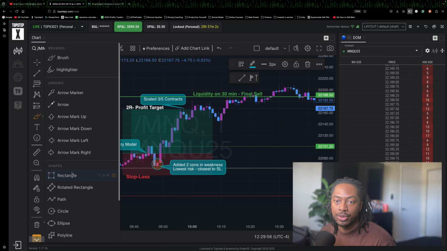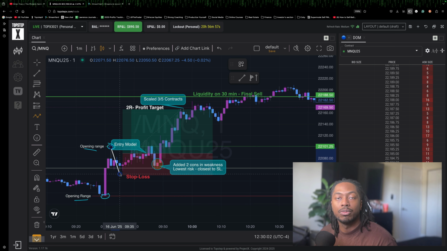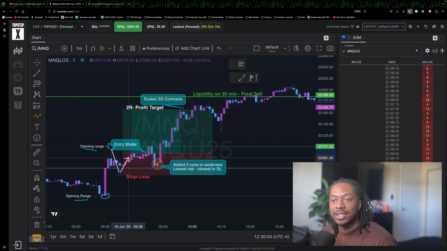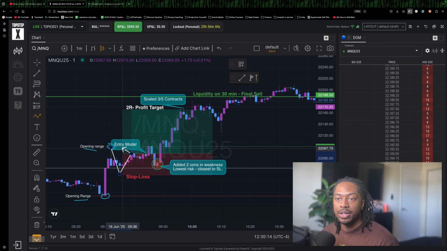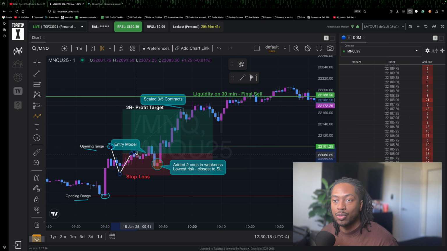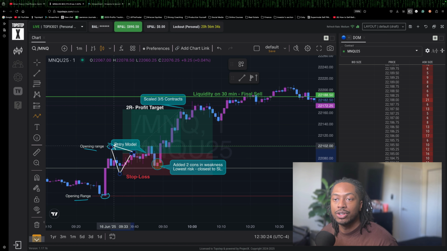And my entry model is pretty simple for the most part, right? So we have this high right here. We get one leg down, so pretty much a pullback. We get a slight continuation, but it does not go past the high. If it goes past the high, now it's invalidated and I need to wait a little bit longer to see what's going to happen next. But in this case, it wasn't invalidated. So we got a slight continuation and one more leg lower, right? So I wait for 2 legs lower before we reach the new high.